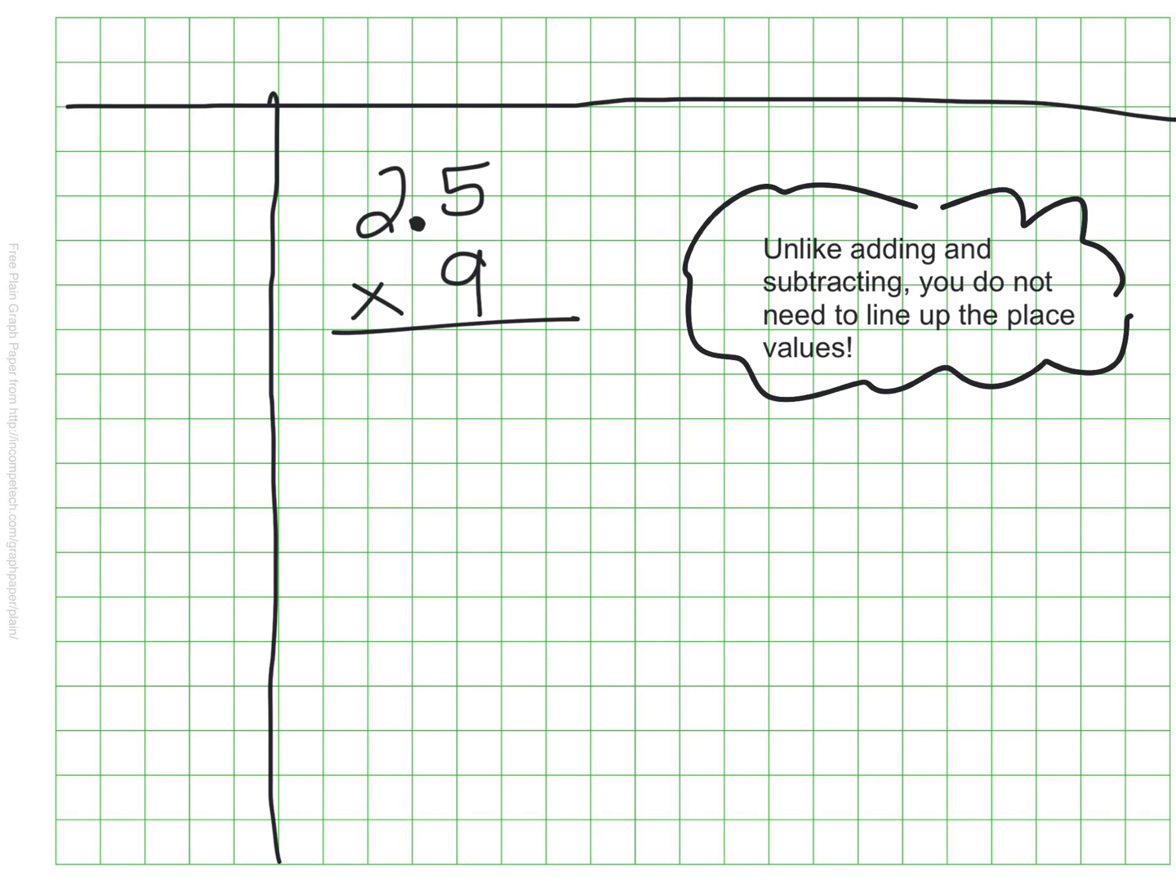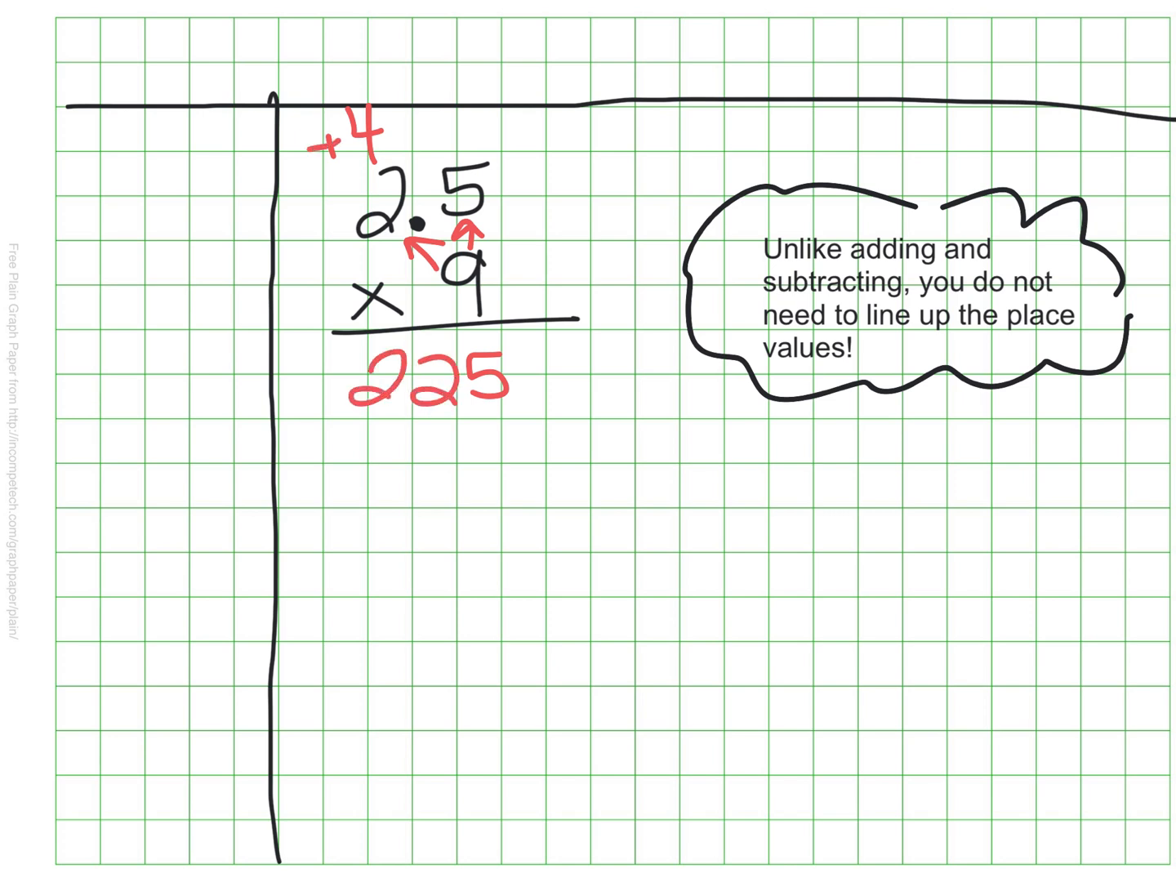So I'm just going to do this like I did before. I'm going to multiply as I did before. So I'm going to do my 9 times 5 is 45, carry my 4. 9 times 2 is 18, plus those 4 makes 22.